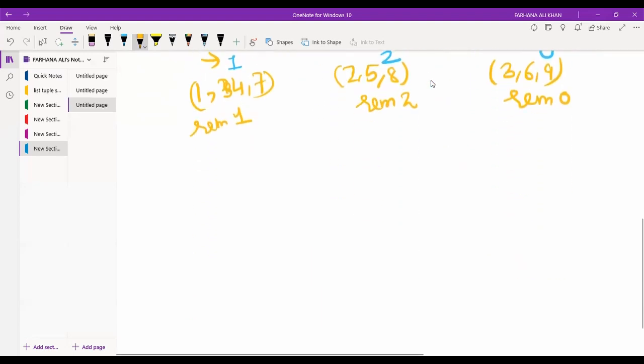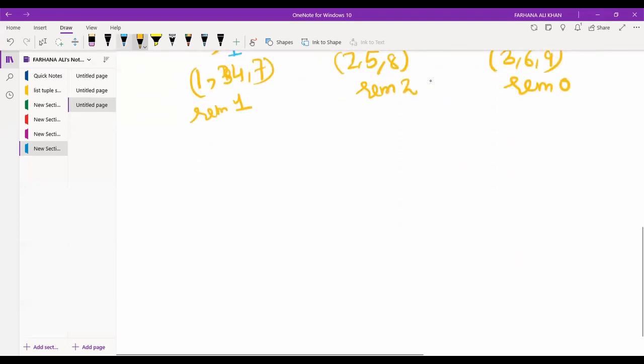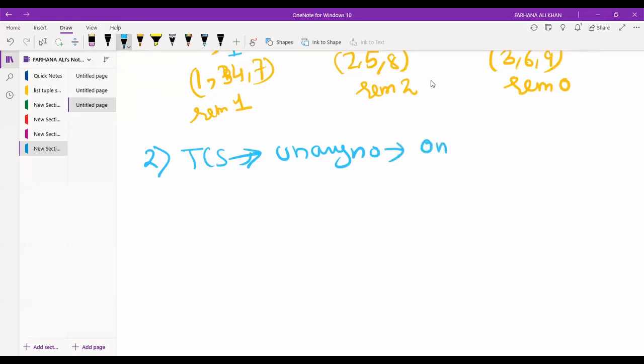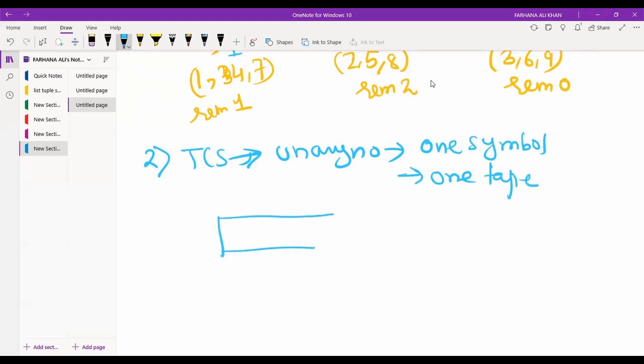Now we will go for TCS method. Now what is there in TCS method? That is step 2. In TCS method, as we are having the unary number system which consists of only one symbol, how many tapes will be there? There will be one tape. Now what is the use of this tape? This is a tape which is open from the right hand side, containing infinite number of cells.